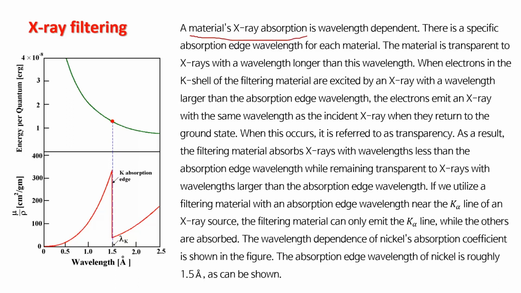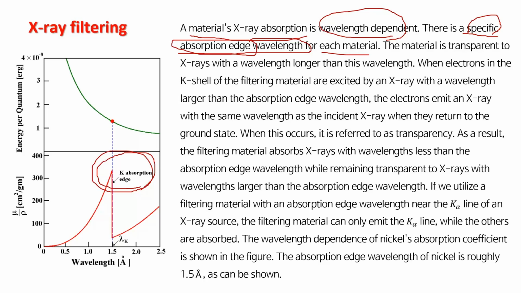A material's X-ray absorption is wavelength dependent. So X-ray absorption depends on the wavelength of the X-ray. There is a specific absorption edge wavelength for each material. So this absorption edge: the material is transparent to X-rays with wavelengths longer than this wavelength. So for X-rays of wavelength longer than this absorption edge, the material is transparent, right? The X-ray is transparent, right?